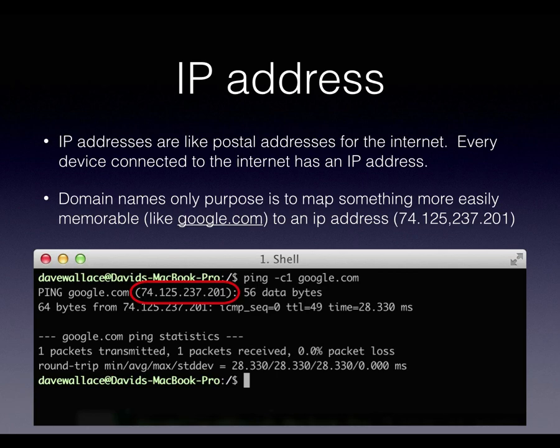So you can actually find the IP address of any web address by using a command line utility called ping, which simply sends random packets of data to a particular address to ensure that a connection can actually go back and forth. So this is a screenshot from me doing exactly that. I'm pinging google.com, and I can see that the IP address here is 74.125.237.201.